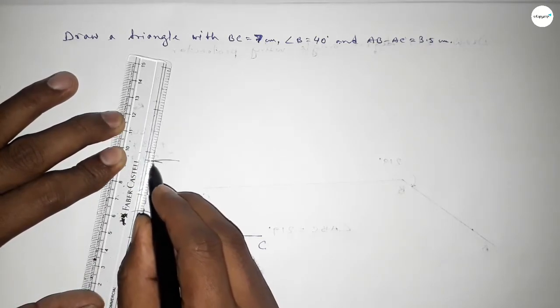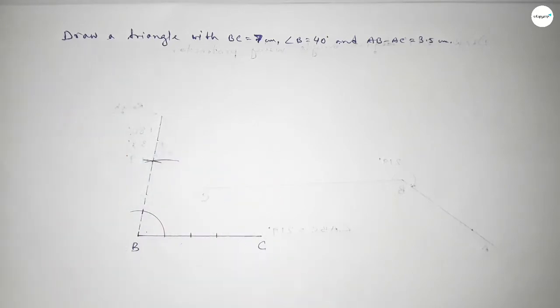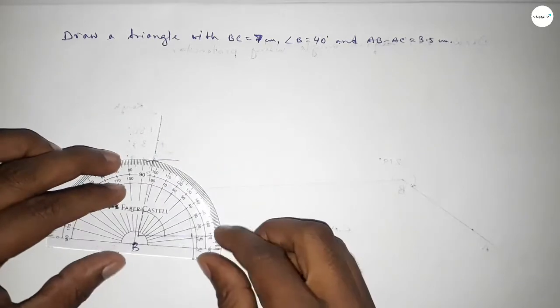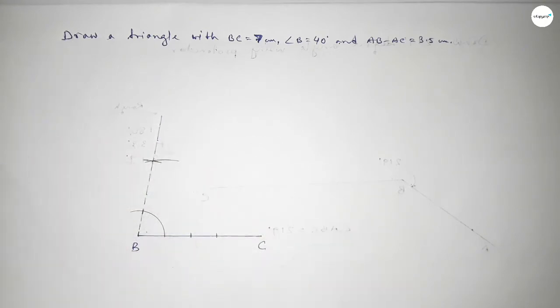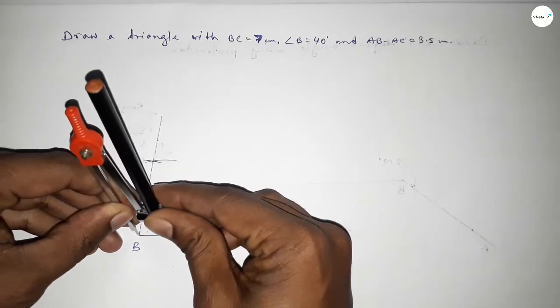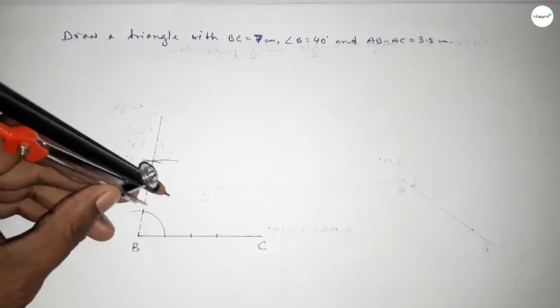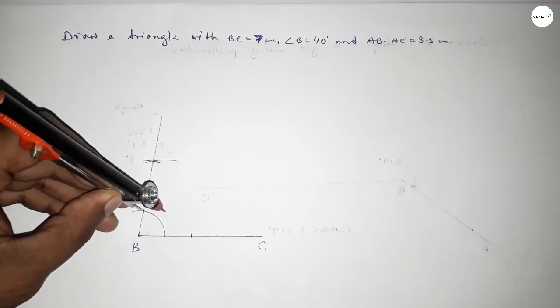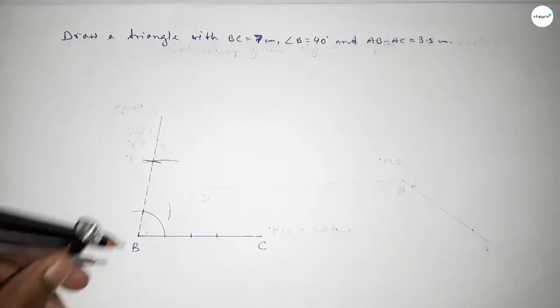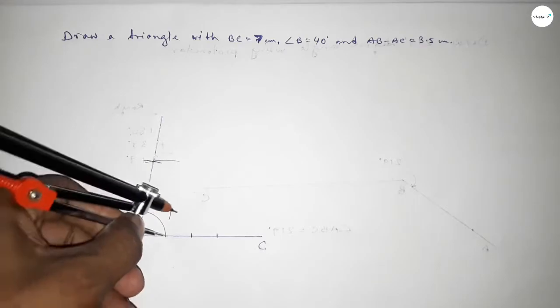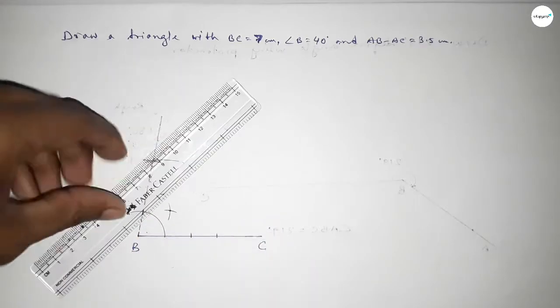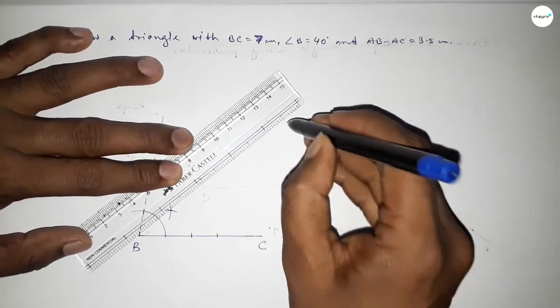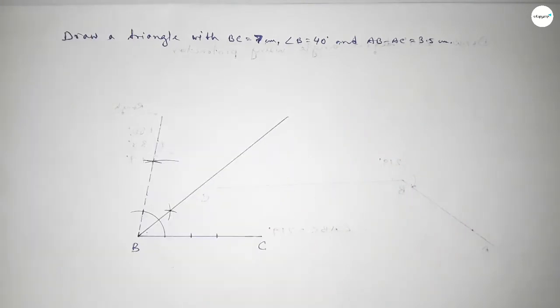Then we have to bisect this angle to get 40 degrees. Now checking, so this is perfectly 80 degrees. Now bisecting this angle, so taking the same length and putting the compass here and drawing an arc, again with the same length, putting the compass here and cut here. So both the curves intersect at a point. Now joining this line to get the 40 degree angle.